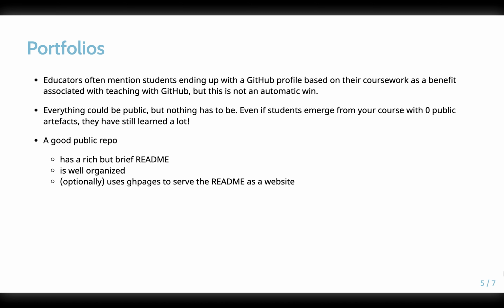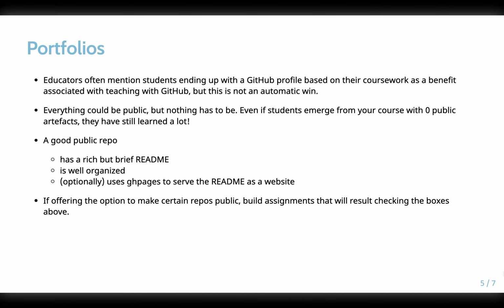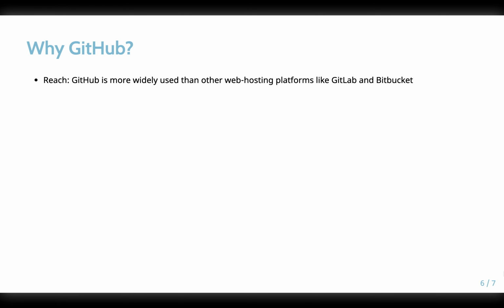A good public repository has a rich but brief README, it's well organized, and optionally maybe uses the GH Pages branch to serve the README as a website. So if you are going to be offering your students the option to have public repositories at the end of your course, it's really useful to build assignments that will result in checking these boxes of having the rich README and being well organized to begin with.